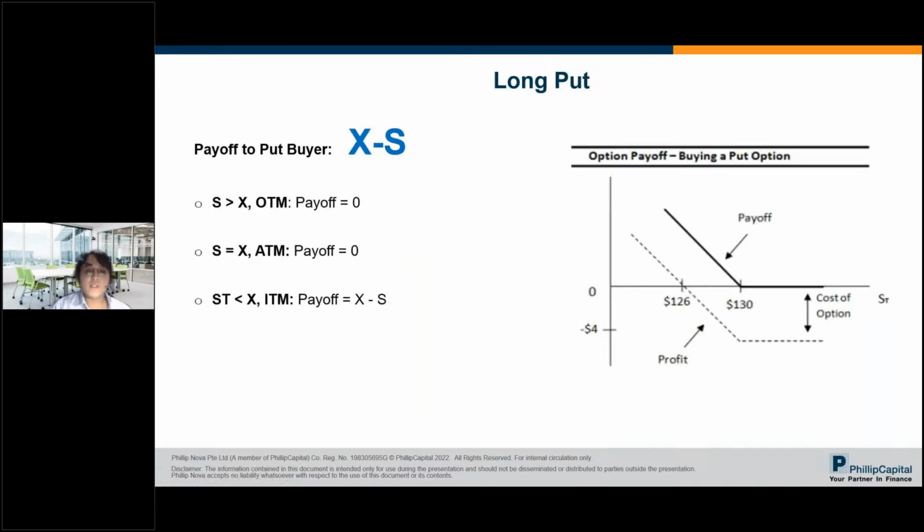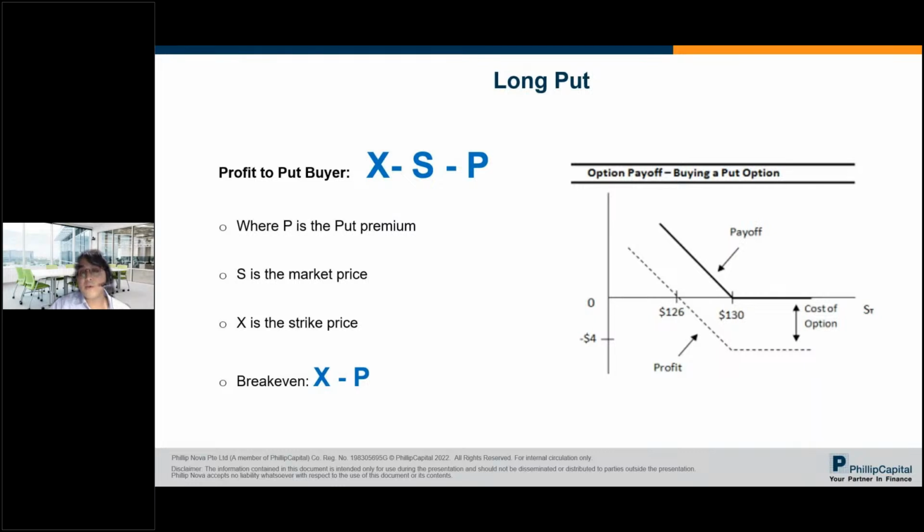On the other hand, for the long put, again, the payoff is X minus S, and again, the payoff that you're receiving is not the profit due to the option premium that you're paying. And the profit to the put buyer is very similar to the call option. You have to again include the premiums that you're paying, and the break-even will be calculated by the strike price deduct the premium. So in the case of this put option on the right, the long put buyer will only profit once the underlying price moves below $126.